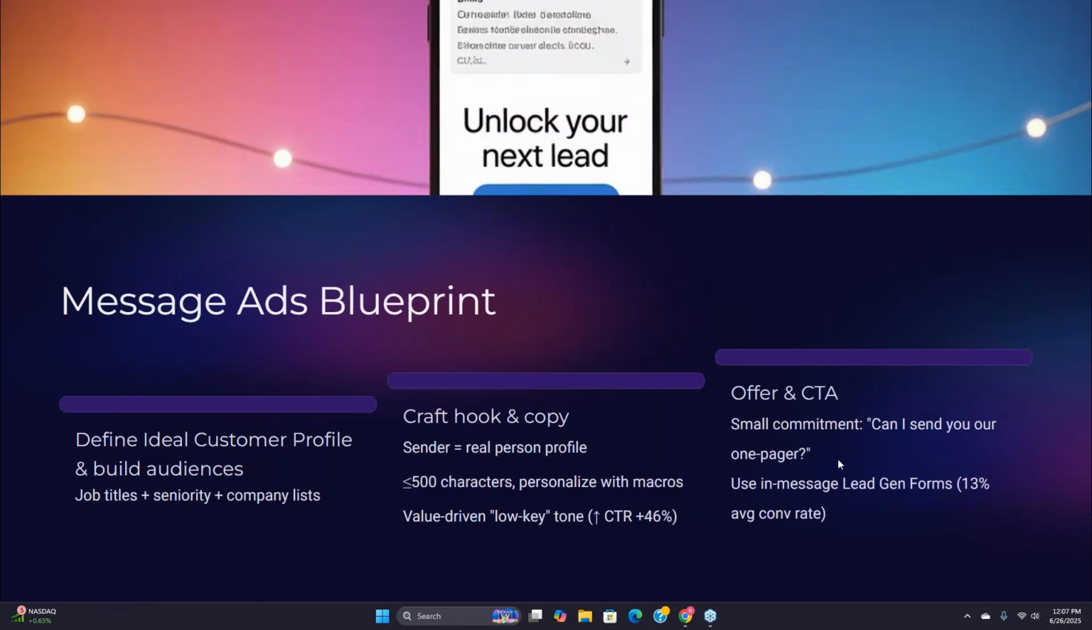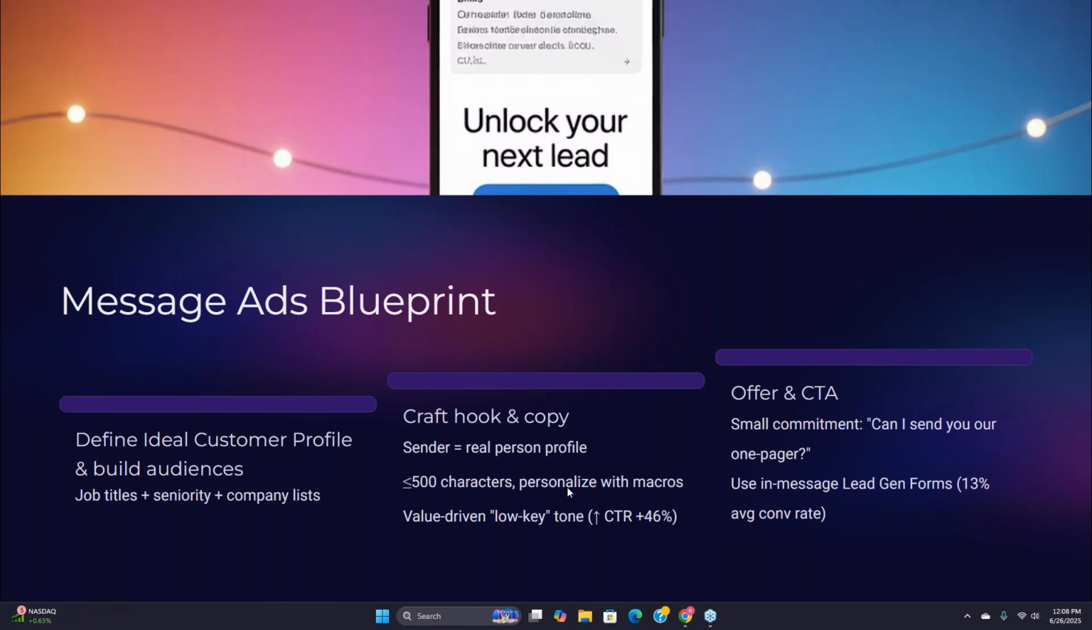So, message ads blueprint. We're talking about message ads specifically today. How this works is you define your ideal customer profile and you build your audiences, very similar to a lot of other platforms, except on LinkedIn they have tons of B2B data. Like I said before, job titles, seniority, company list, annual revenue, company size. There are so many options here. It's really robust. If you're in B2B at all, this is definitely the platform to be on, organically and as far as ads go.